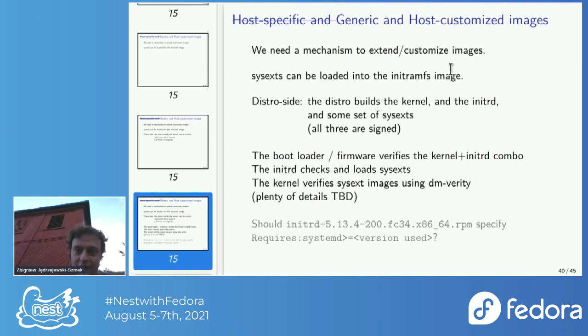So this hash would be signed and verified by systemd. It will be signed during the build, but verified by systemd before loading the extension. And then the kernel will do the rest of the verification. Doing this with dm-verity is nice and quick because we don't need to verify everything. We just verify the blocks that are loaded when they are loaded. And altogether, this gives us a mechanism to build a full chain of trust for everything that we load in the Initrd.